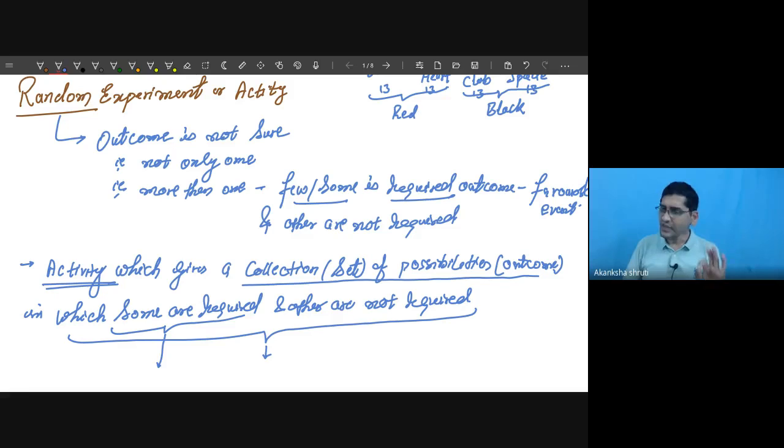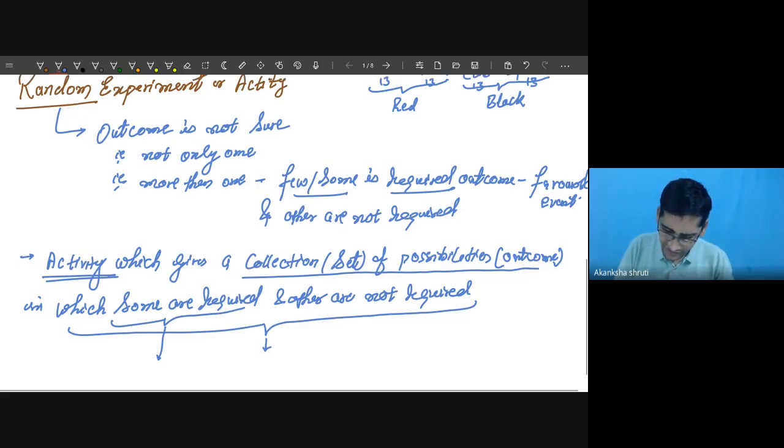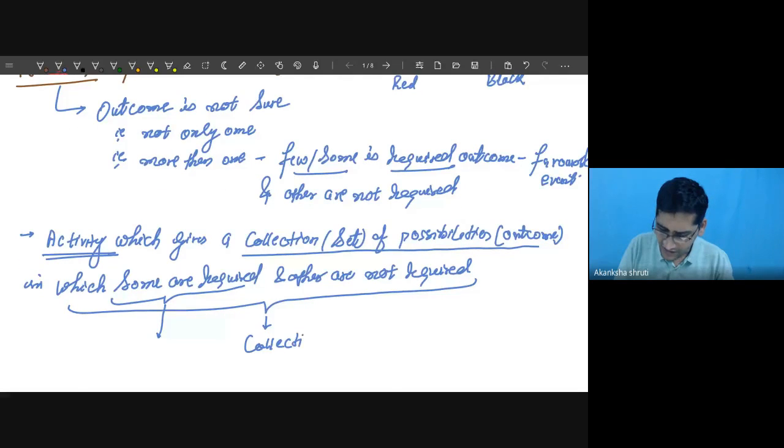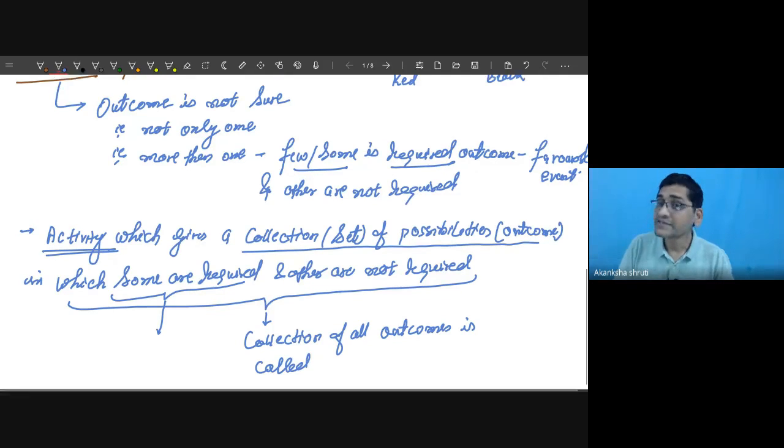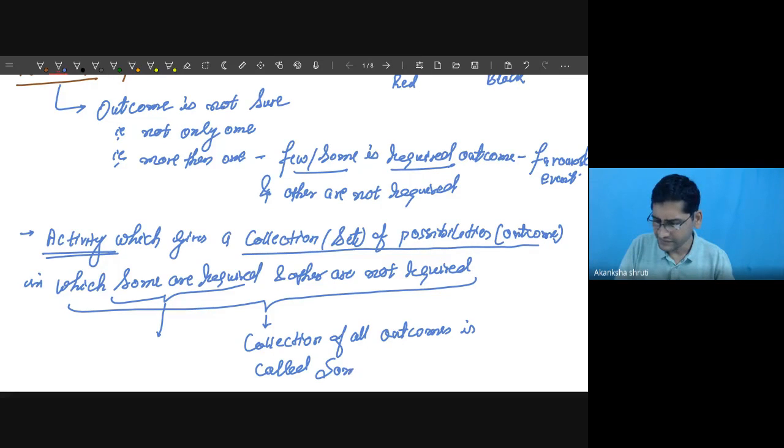this single line. So any activity that we are performing whose outcome is not fixed, that may give some desirable outcome and some undesirable outcome. If we are collecting all these desirable and undesirable outcomes, that set, the collection of all outcomes, is called what? This is called the sample space, students. Okay, sample space, and the sample space is denoted by S.